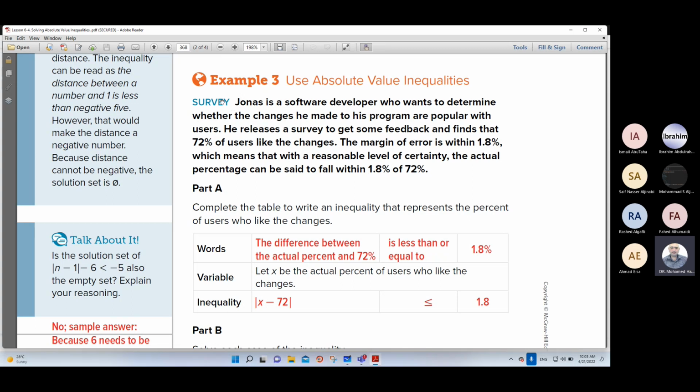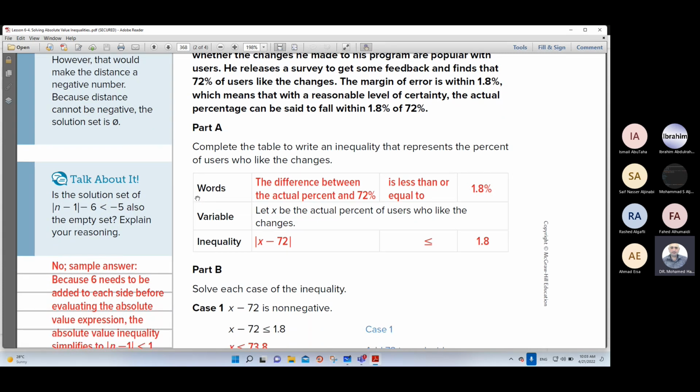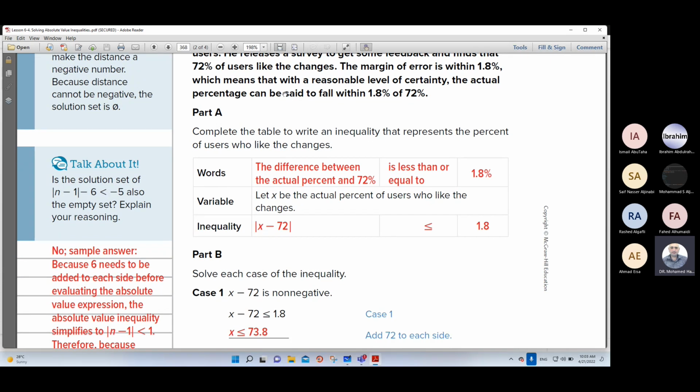Thank you, Michelle. So complete the table to write an inequality that represents the percent of users who like the changes. And we have words from the previous task here. We have the difference between the actual percent and 72% is less than or equal to 1.8%. We can represent the variable: let x be the actual percent of users who like the changes. Then we can write the inequality.